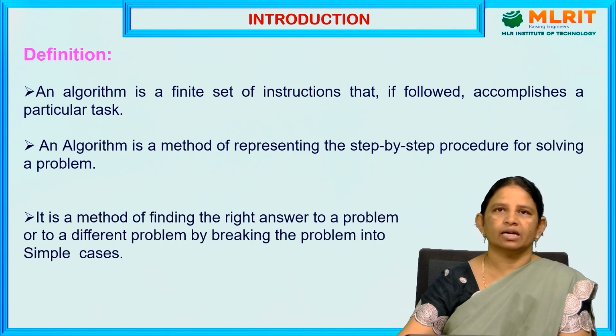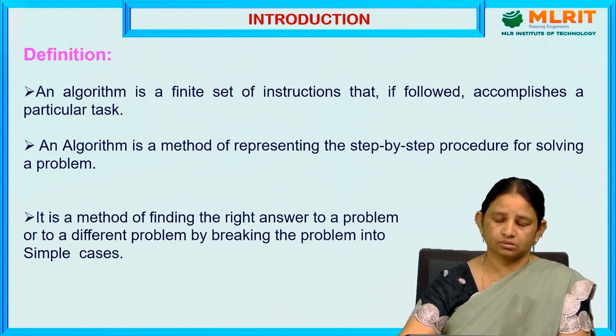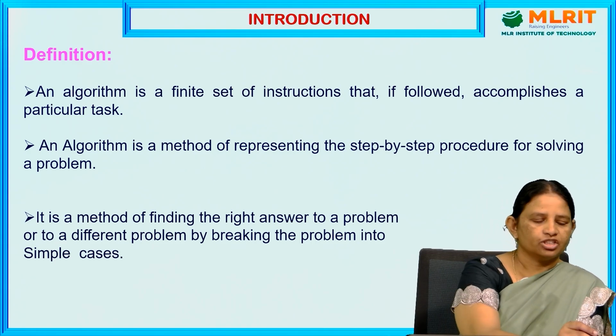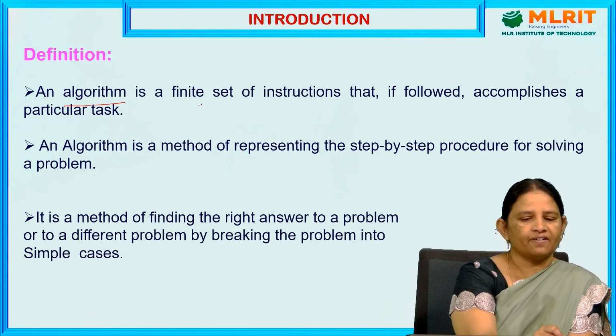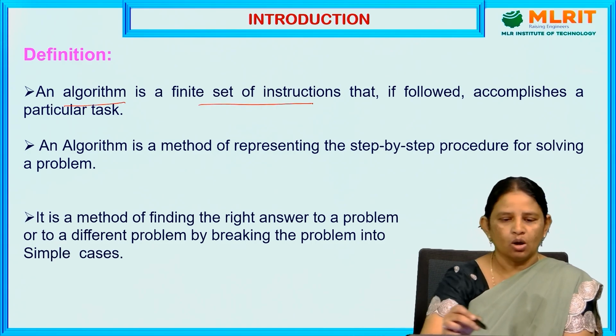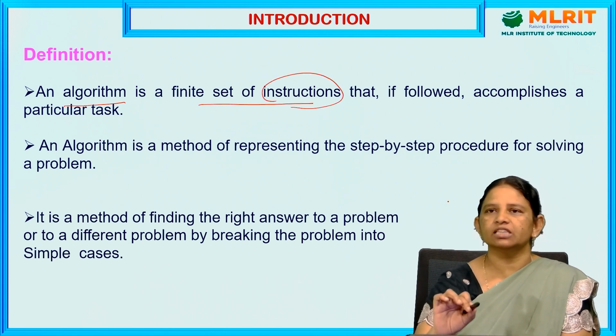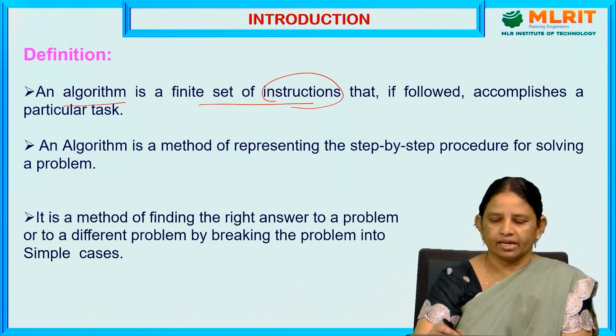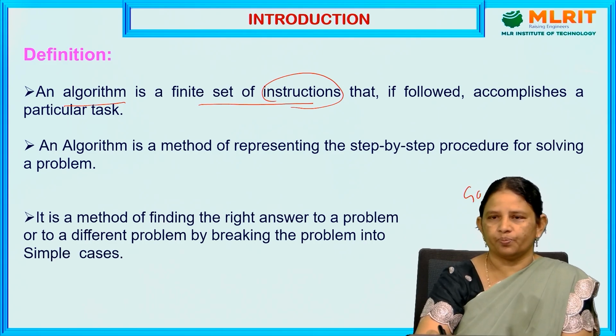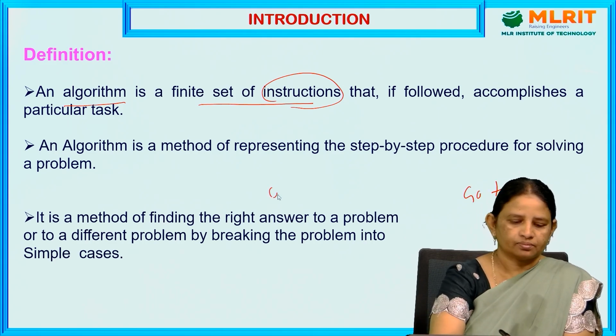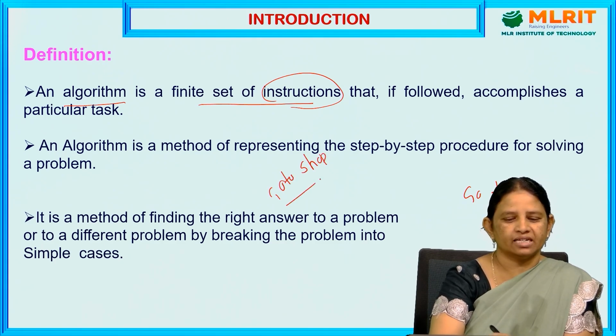Coming to the definition of an algorithm. What is the definition of an algorithm? An algorithm is a finite set of instructions. What does an instruction mean? It is a statement written in the form of the English language, like go to shop. Go to shop is an instruction.